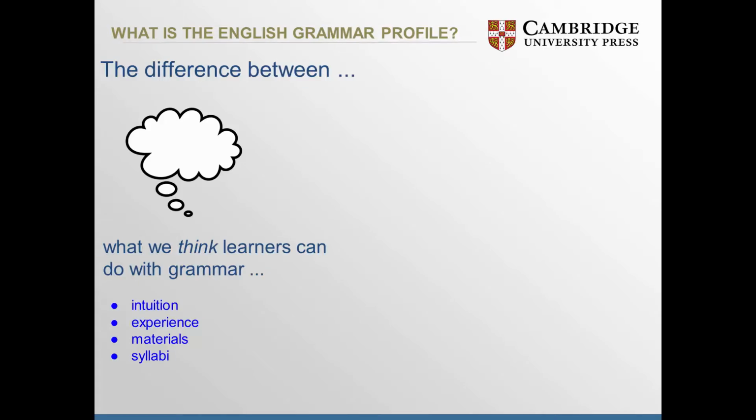So an important distinction here is that as language teachers, we think we know a lot about what learners know and can do in terms of grammar. We can use our intuition, we can think through our experiences of teaching, and we can look at the materials and the various syllabi. So we can think of a grammar form and say, well, learners usually know that around B1, or they usually know that by A2. So we have a lot of useful intuition to draw on.